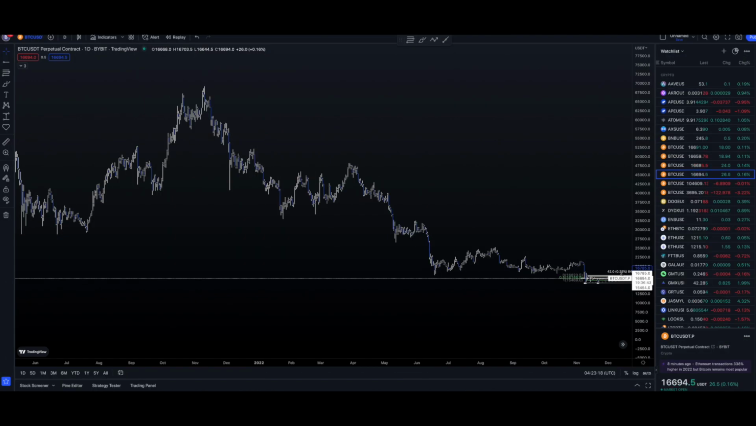For my examples, I'm going to use Bitcoin and Ethereum. I'm just going to look at the daily chart. So obviously, the higher the time frame you're looking at for market structure is going to be the most reliable. But these same principles can be used for day trading, scalping, etc.